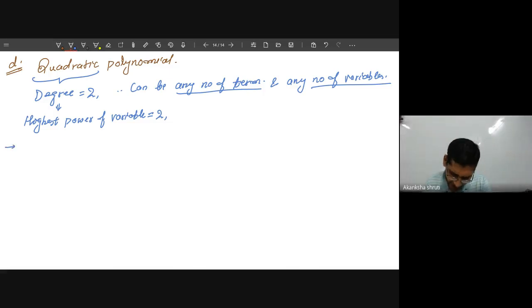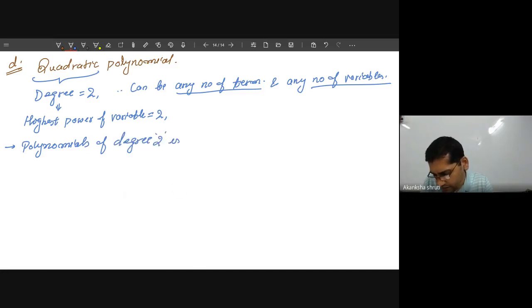So write the definition. A polynomial of degree 2 is called a quadratic polynomial.